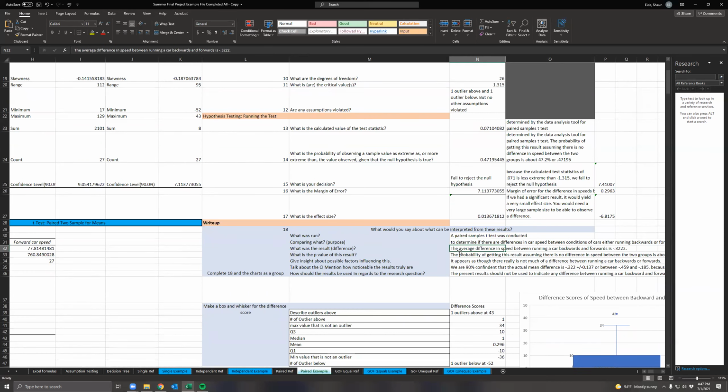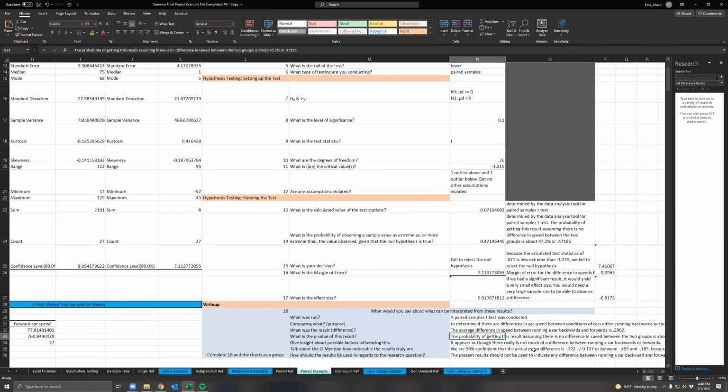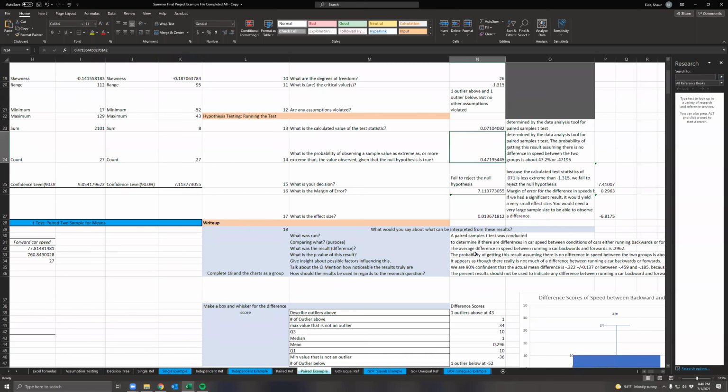What was the result? The average difference in the speed running the car forward or backwards is, let's do, is, see, I messed up one little thing and it messed everything up. So don't mess up that one little thing. 0.2962. The probability of getting this result, assuming there's no difference in speed between the two groups, is about 47% or 0.47195, which once again, I just took the p-value right here. You can literally just copy and paste this.